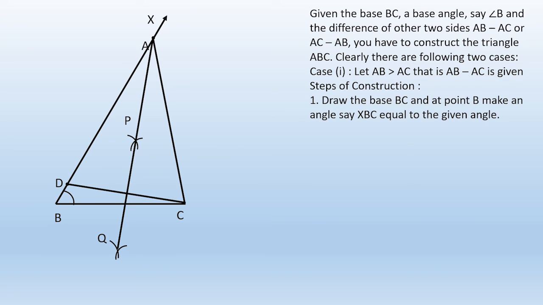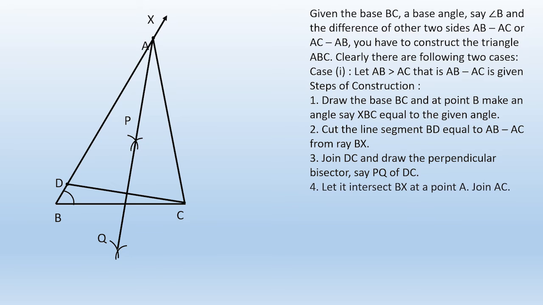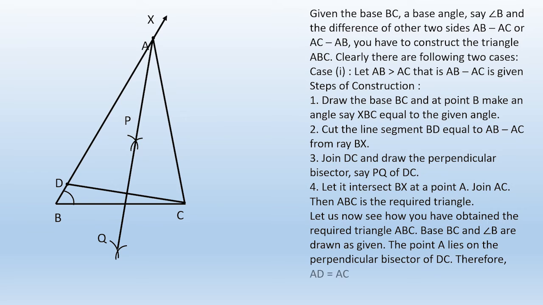Number 3. Then we have to join DC and draw the perpendicular bisector, say PQ of DC. Number 4. Then we have to intersect BX at a point A and then join AC. Thus, we get ABC, that is the required triangle.